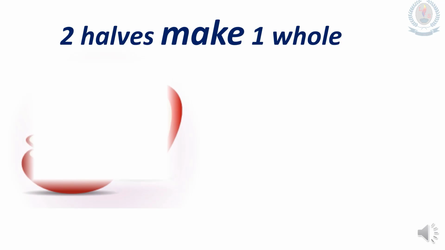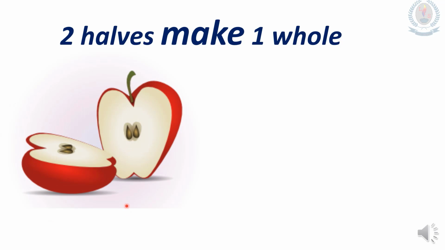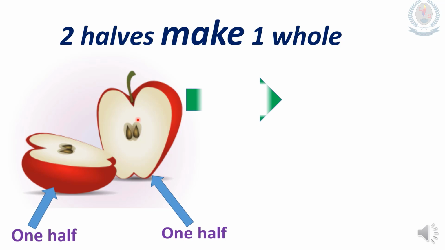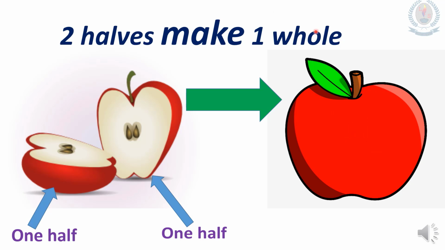Okay. Now look at this. Two halves make one whole. These are the two halves. We can see two halves here. Then by using these two halves, we can make one whole. What is that? One whole. Okay? Right?